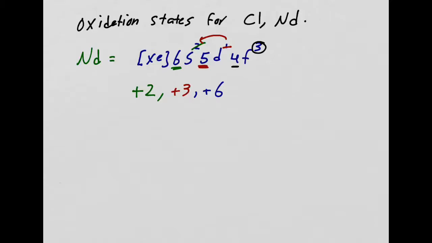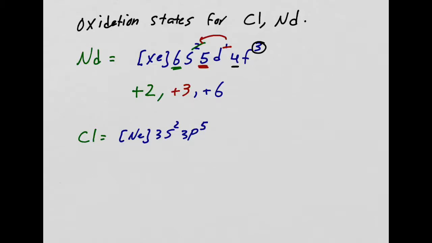Okay, let's do one for Cl now. The same thing. Write down the abbreviated electron configuration, which would be neon, 3s2, 3p5. What is my highest n?